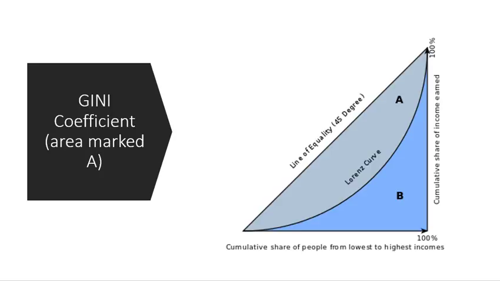You can see that graphically here. This is the Lorenz curve, cumulative share of people from lowest to highest incomes relative to cumulative share of income earned. That's how we get to the Gini coefficient. If it's a 45-degree angle, then it's perfect equality, and if it's a 90-degree angle, then it's perfect inequality. So the Lorenz curve is where we usually find most nations, in between those extremes.